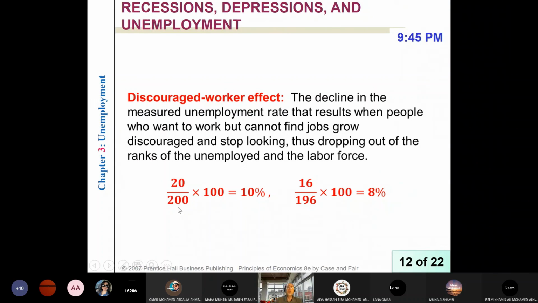They stopped looking for a job. What will happen to the unemployment rate? When those 4 persons grow to be discouraged, that means they stopped looking for a job. When they stopped looking for a job, we cannot consider them as unemployed anymore. Who is unemployed? A person who made specific efforts to get a job. He sent his CV, he attended interviews. But if he's sitting at home, discouraged, disappointed, we will not consider him as unemployed. He or she will be considered as out of the labor force.